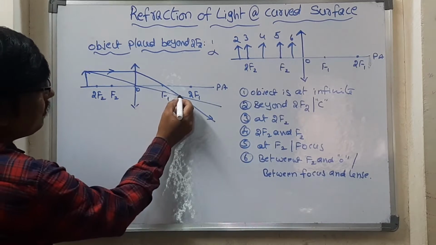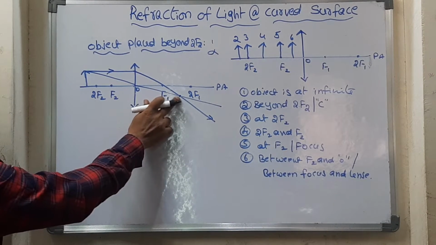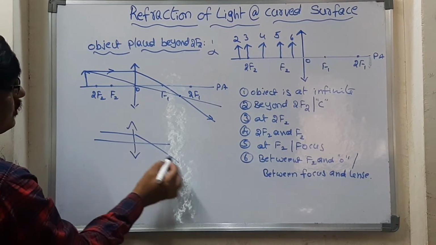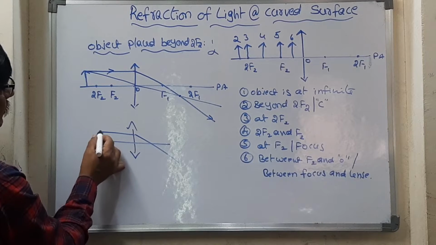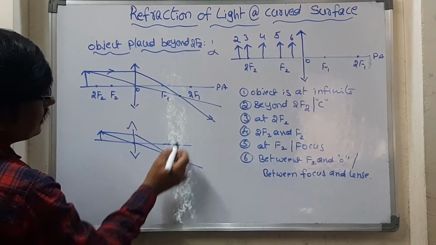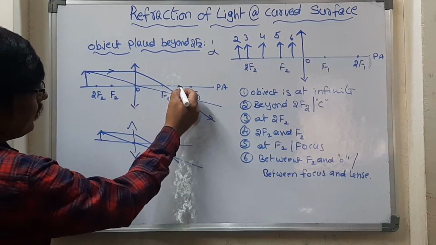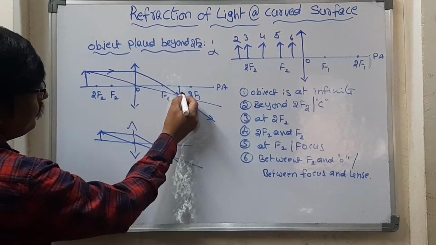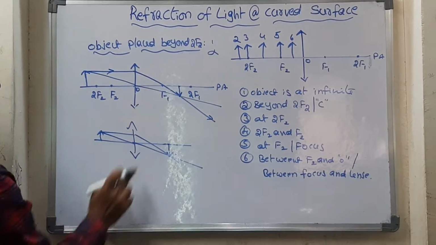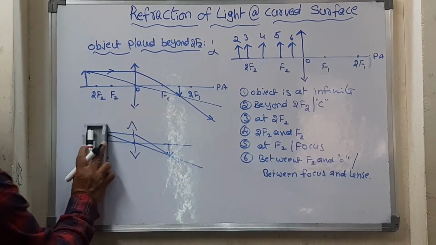And here if you observe, what happened? Both rays are intersecting. The first ray is parallel to the principal axis, and the second ray passes through the optic center. These two are intersecting. This is the intersecting point. From here draw a perpendicular, and this is the perpendicular. This is what we are calling the image. Did you get it? That is what we call the image.